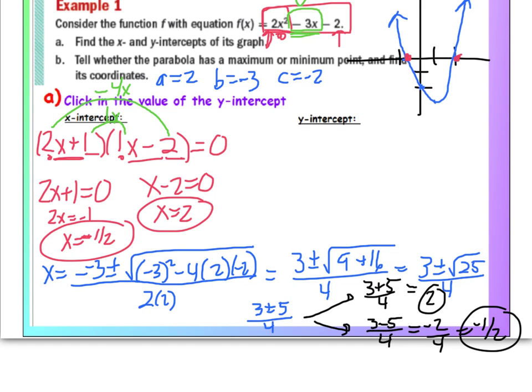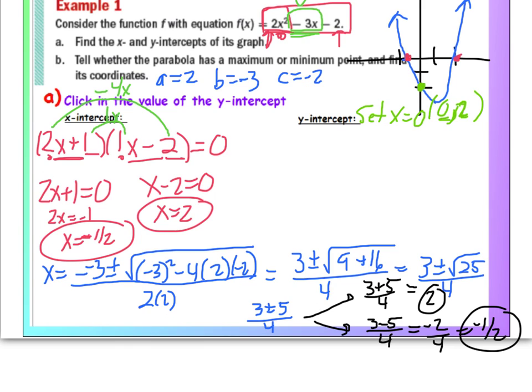The last thing they want us to do is to find the y-intercept. Well, the y-intercept is right here where it crosses the y-axis. Now, the y-axis, it looks like this is the ordered pair 0, 2. So what you should notice about the y-intercept is it happens when x is equal to 0. So to find the y-intercept, you set x equal to 0 and solve.